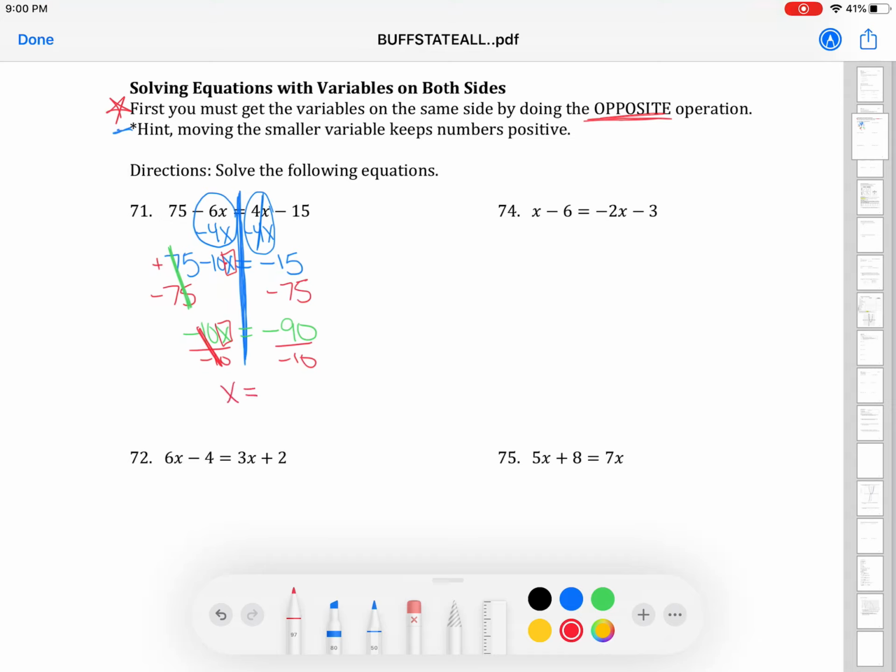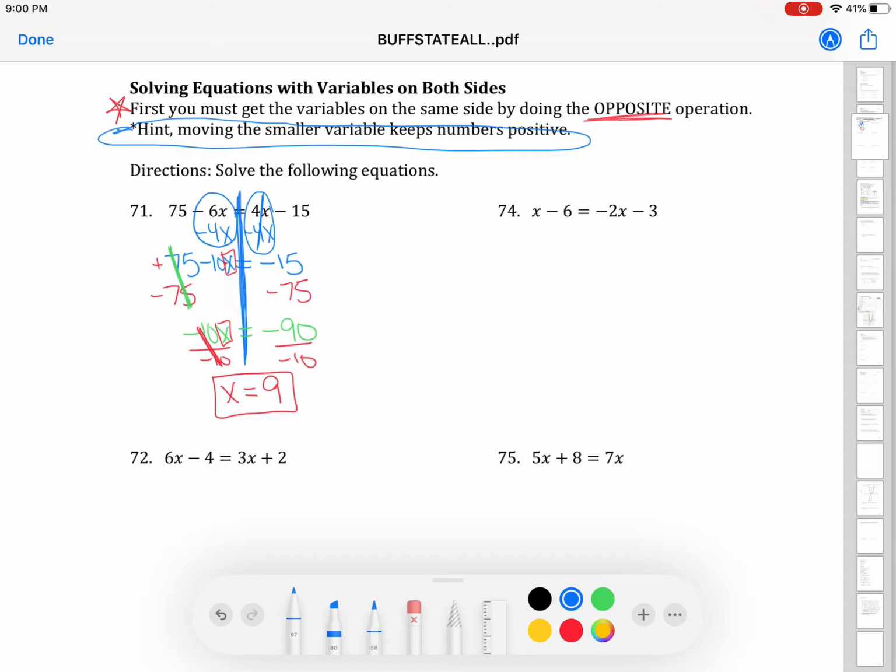Okay, almost done. Trying to get that x by itself. It's being multiplied by negative 10, so I divide both sides by negative 10. You have to divide by that negative to make the negative cancel, and then x equals 9 anyway. So see how there's a lot more negatives involved, but you might be more comfortable with the x on the left side. There's two different ways of working with it.